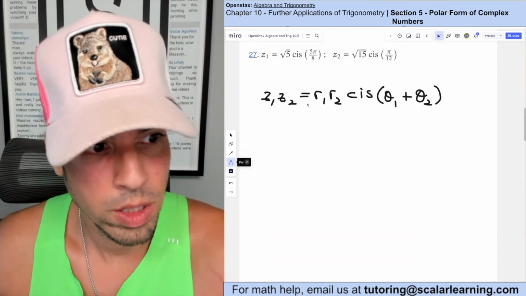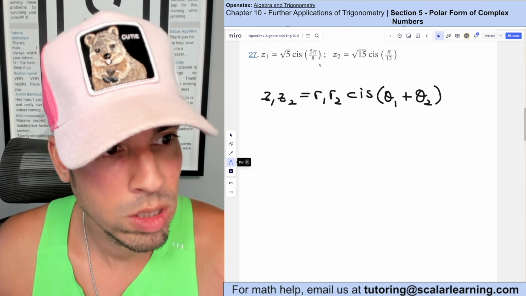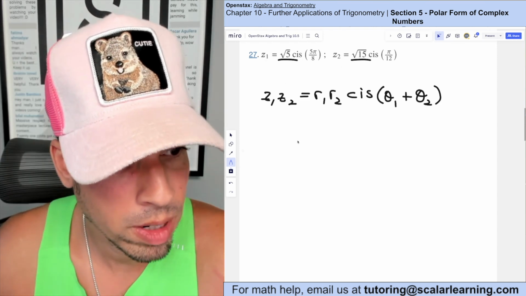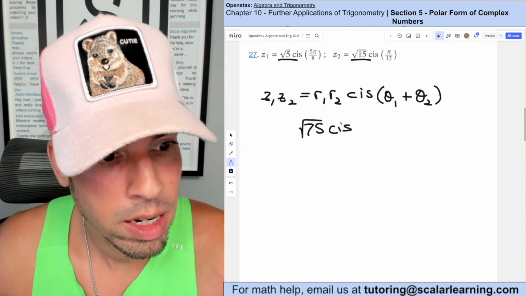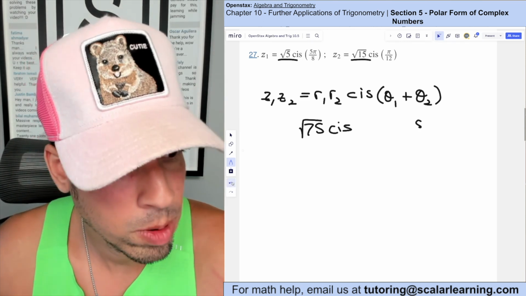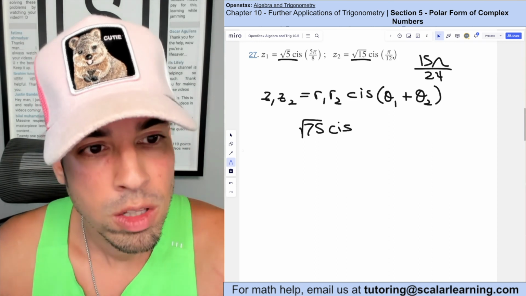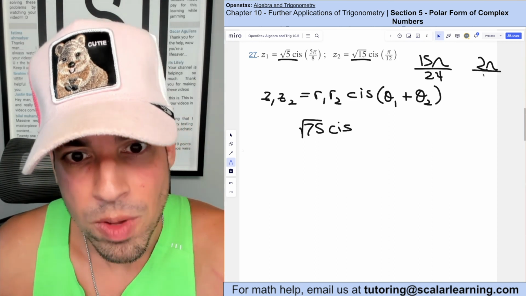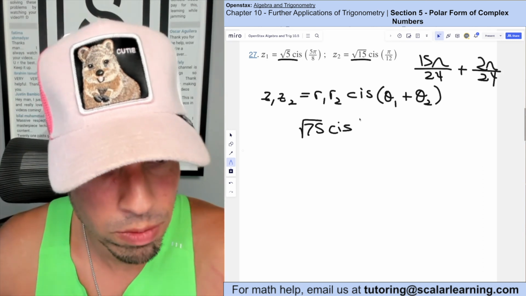Boom, done. So for this one, we're finding the product, and here's the formula for the product. So z1 times z2, first we have to multiply the two r values. That's rad 75. And then it's cis of the sum of these two. And first, let's get common denominators. Let's make it 24. So I'm going to multiply that one by 3. We got 15 pi over 24. This one times 2, which is 2 pi over 24. So of course, you add them together, it's going to be 17 pi over 24.